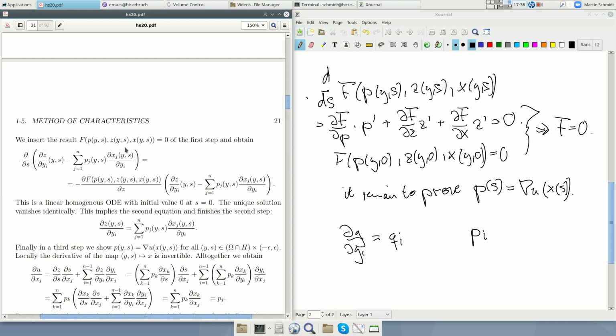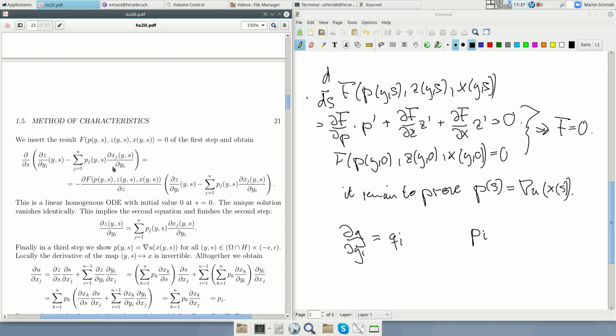So the derivative of this expression, of the difference which we want to show is 0, satisfies some ODE, a very simple linear ODE. And such a linear ODE has, of course, the solution 0. And since the initial value is 0, by uniqueness, we get that this expression has to be 0. So this is a very nice trick.